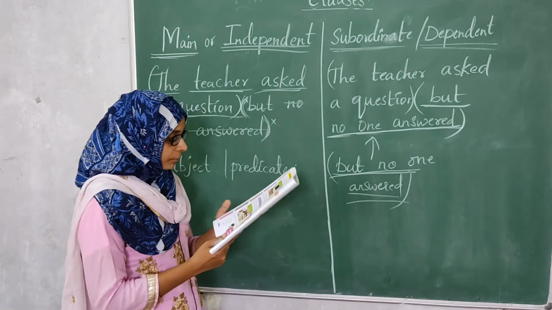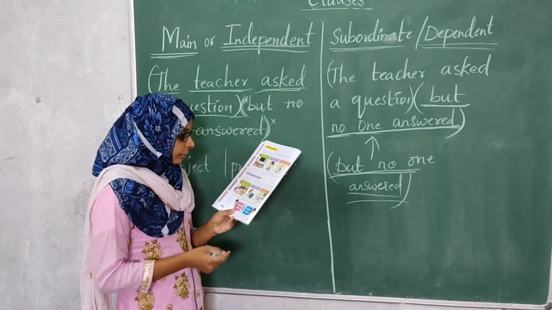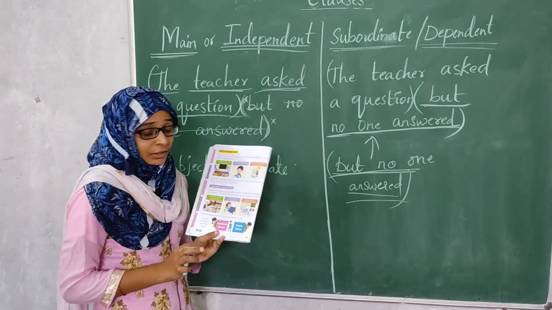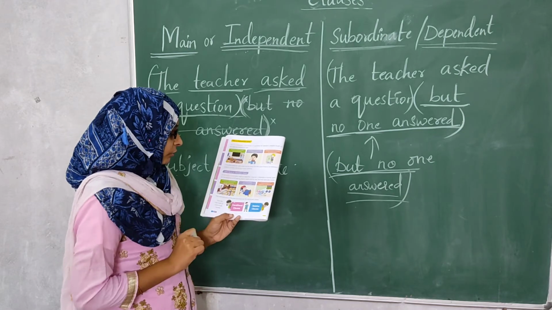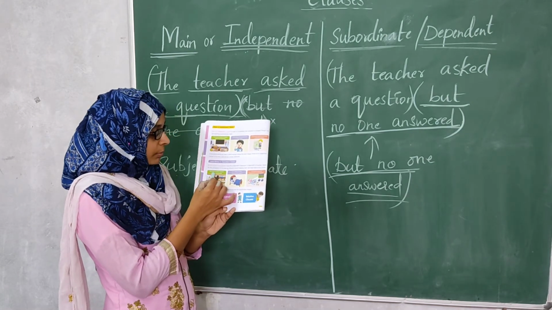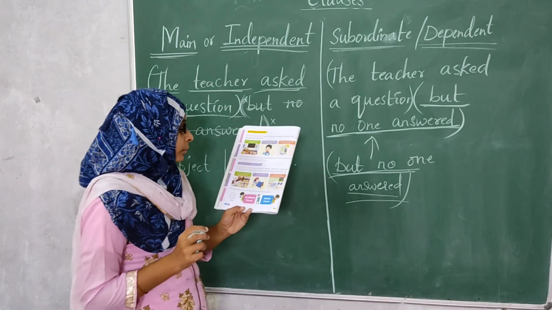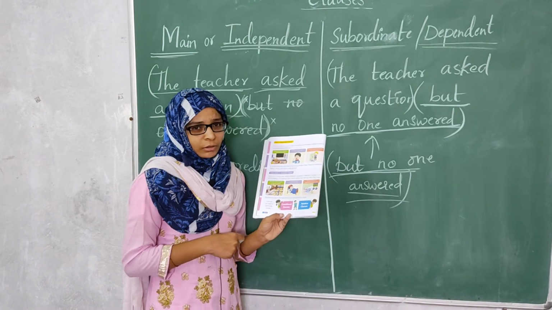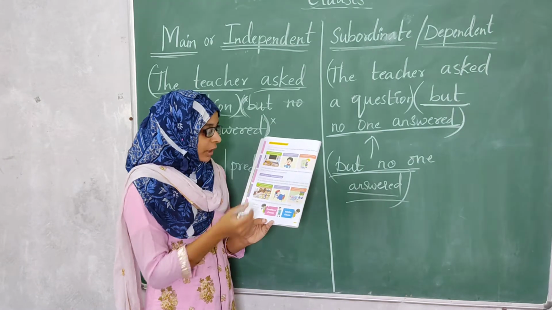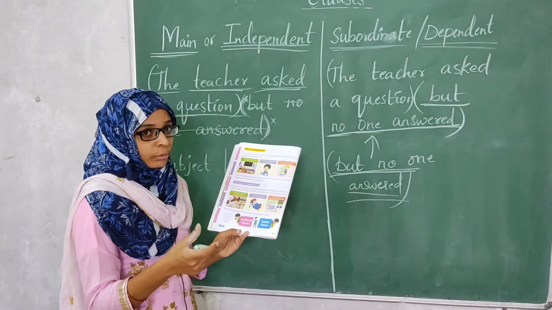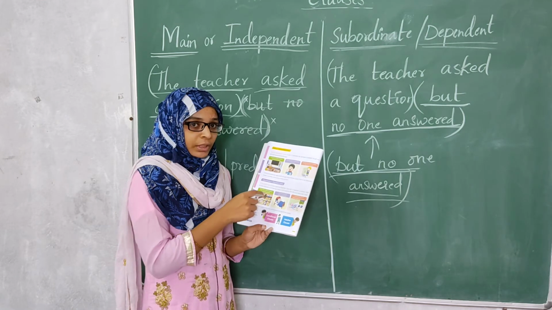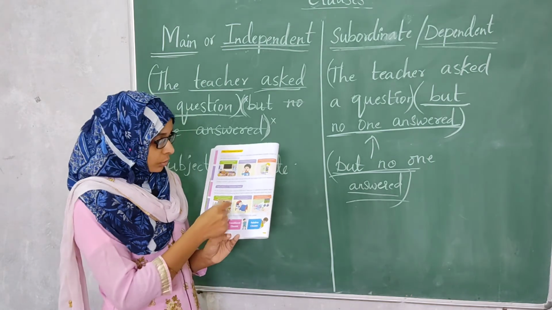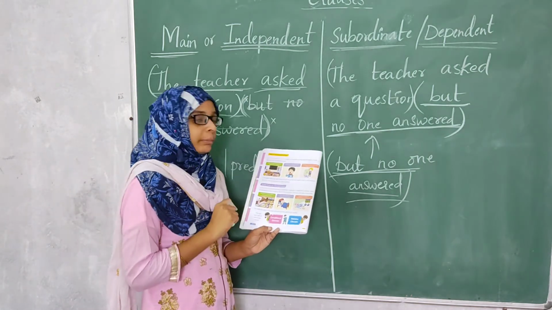Look at the examples here. The teacher asked a question, but no one answered. So we have taken the same examples here for better understanding. The teacher asked a question, but no one answered. Now observe this underlined part. What is it? No one answered. Are you getting the complete meaning through this group of words? No, we are not getting it. We can't simply write no one answered. It should be joined with some other clause. Okay, this is depending on some other clause or group of words to give us the complete meaning. So this is called a subordinate or dependent clause.